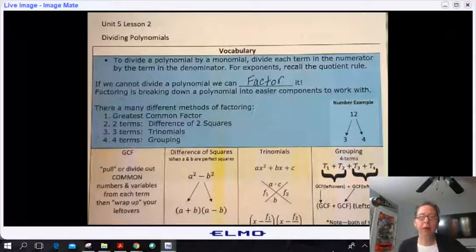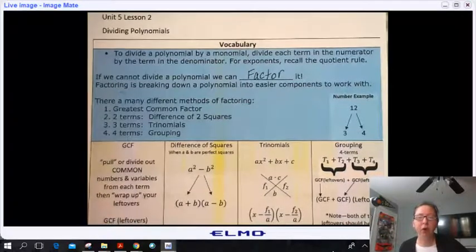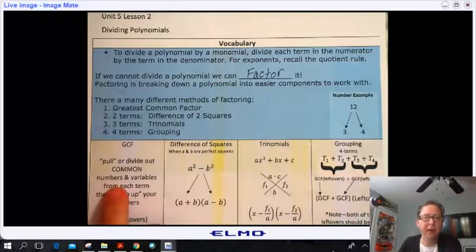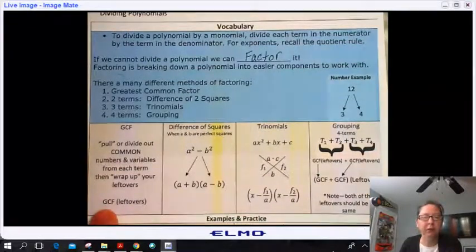So our different methods of factoring, you should recall from Math 1. First and always, we do our GCF. The way that I describe this is that we pull out or divide out a common number and variable from each term, and then we wrap up the leftovers. So here's how our answer will look: the GCF on the outside, the leftovers on the inside of parentheses.